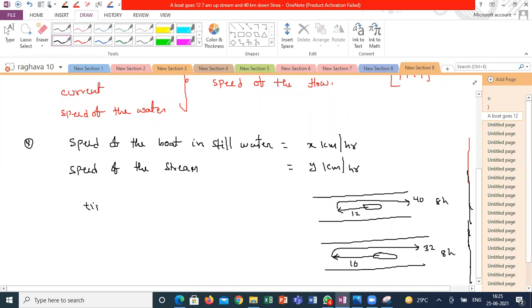So what is the time formula? Distance by time is velocity, speed, so time is distance by speed. How much distance did it travel?